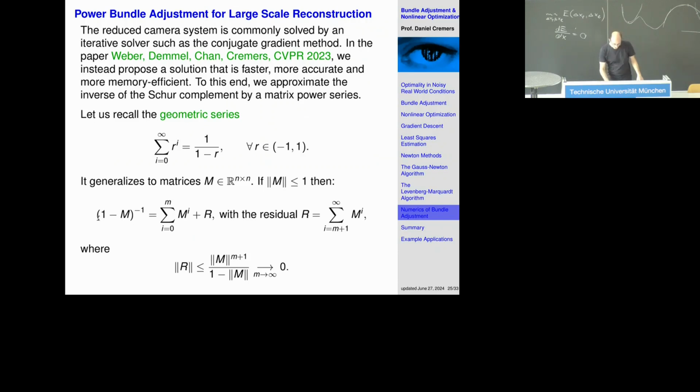And so you can approximate this 1 minus M inverse for a matrix. 1 is the identity matrix, by the way. 1 minus M inverse you can approximate by a power series.